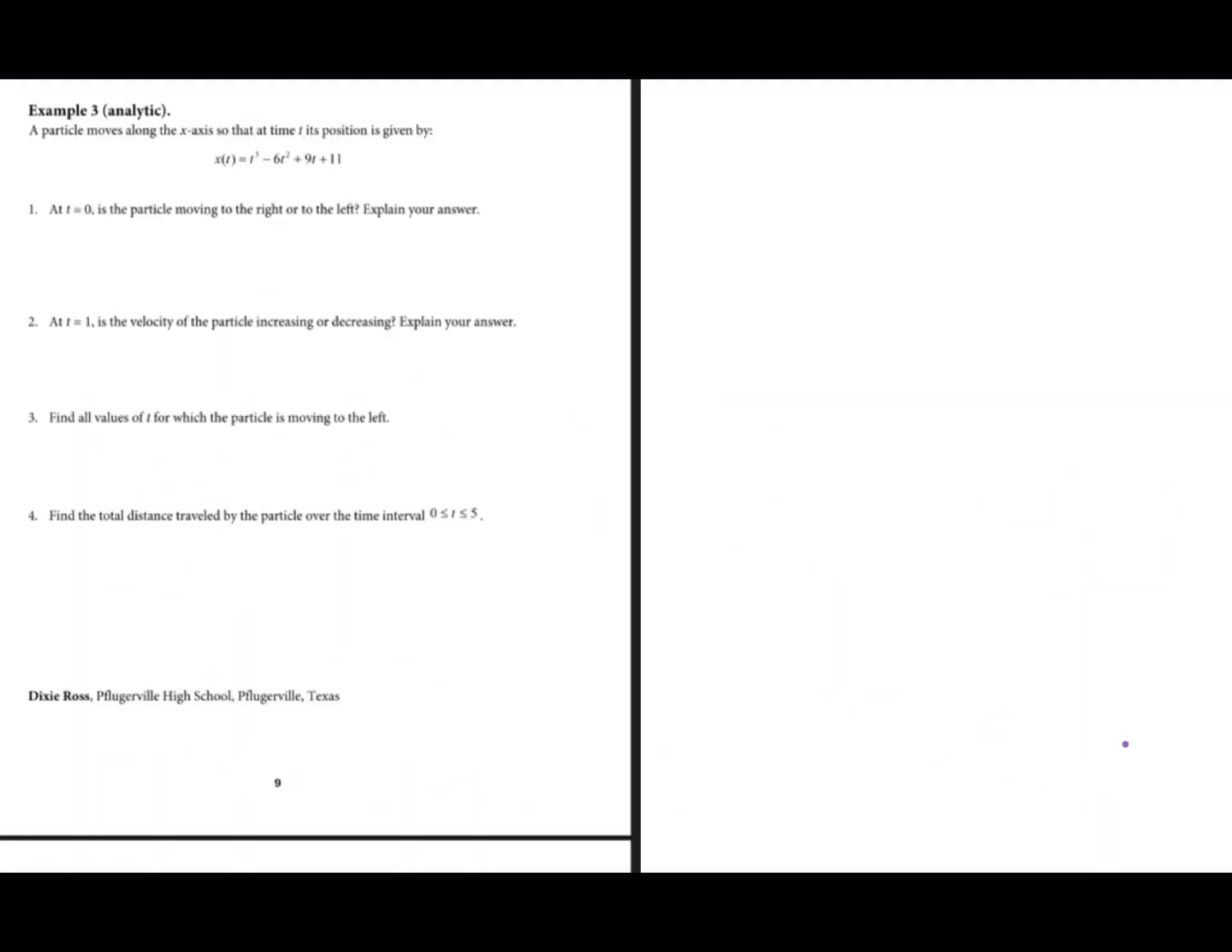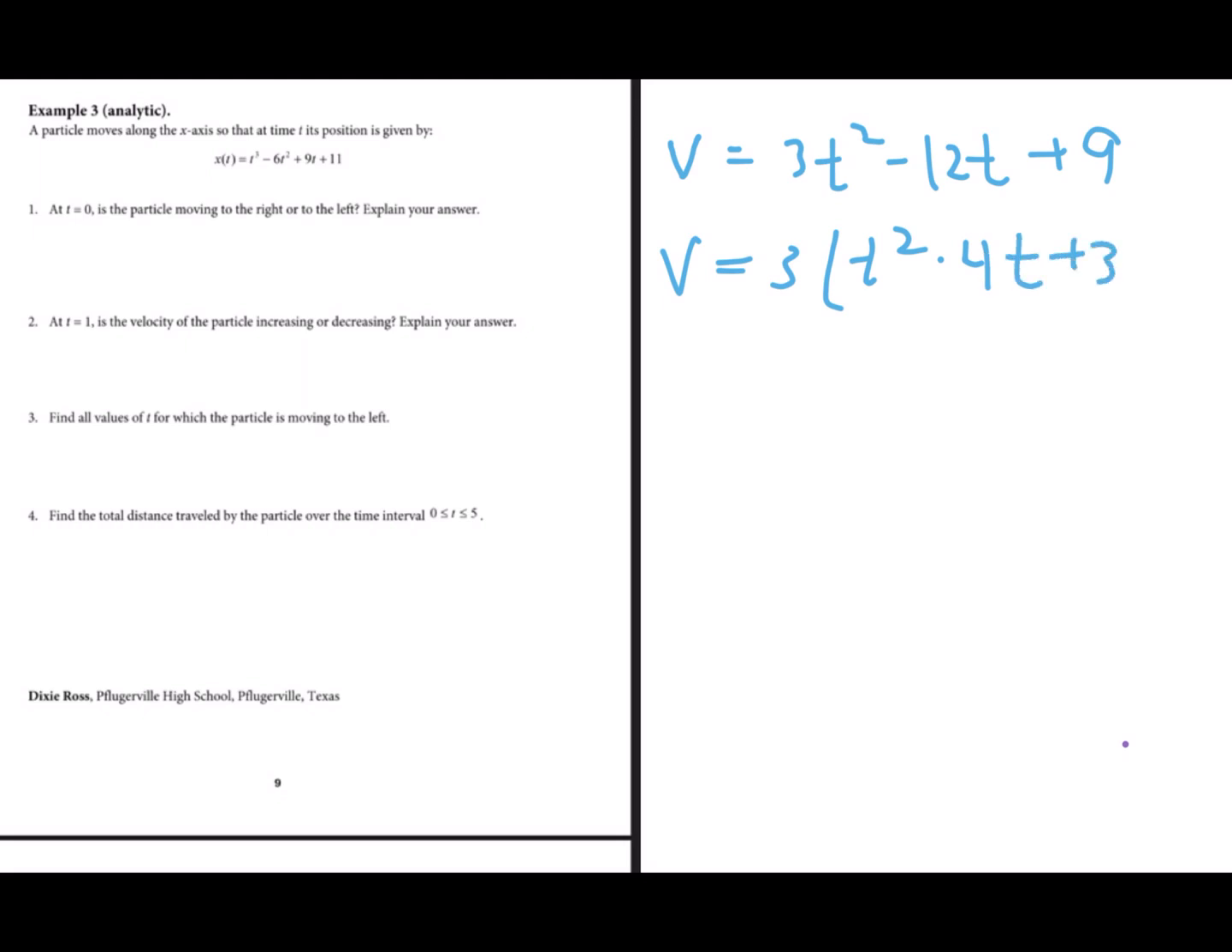If we consider number 3 now, I want to know when the particle is moving to the left. So again, I go back to my velocity function, which we found before. My velocity function was 3t squared minus 12t plus 9, and I want to know when my particle is moving left, which means my velocity has to be negative. So I'm going to factor this. I'll factor out the 3 first, and then finish the factorization. I'll have 3 times (t minus 3) times (t minus 1) equals 0. So t equals 1 and t equals 3.